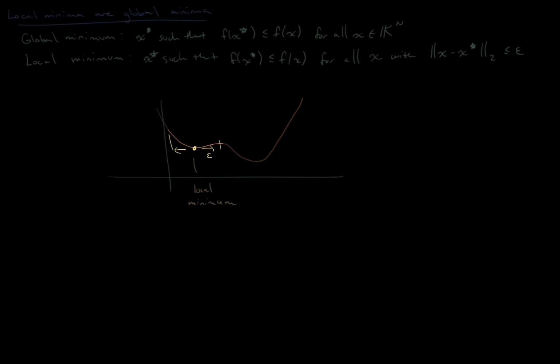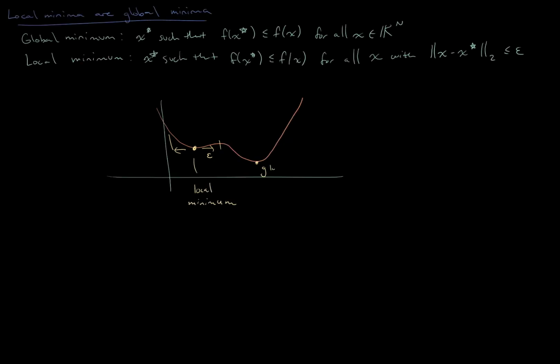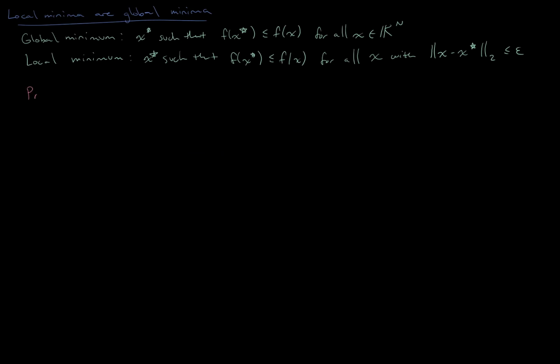But this is an example where we have two local minima, and this local minimum here is not the same as the global minimum. There's a global minimum that does better. So note, just visually, this is not a convex function, and the claim that I'm making is that for any convex function, this can never happen. If you have a convex function, any local minimum is guaranteed to actually be a global minimum. So let's actually prove that.